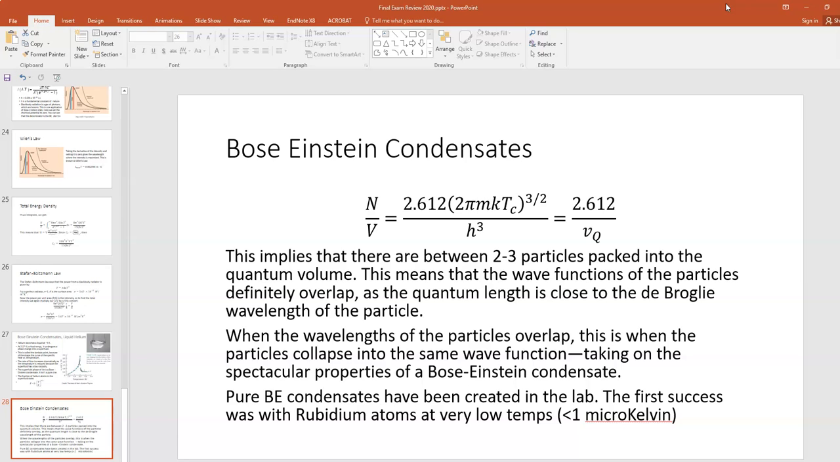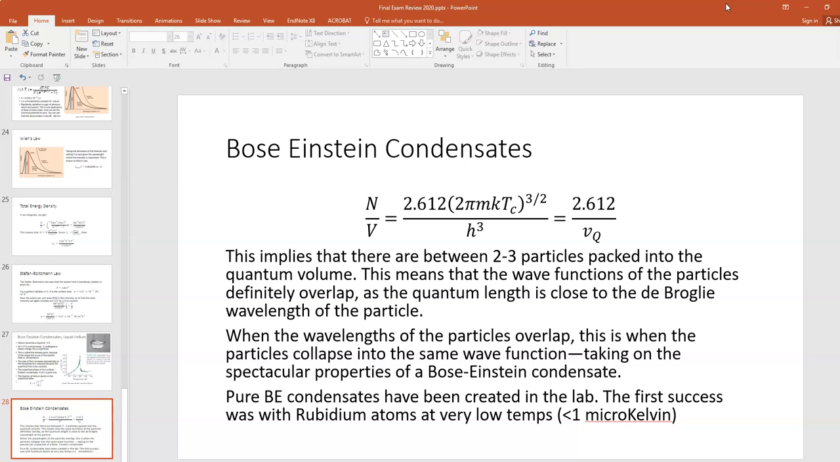We also derived this expression for the density N over V of a Bose-Einstein condensate. N over V is equal to 2.612 times (2 pi m k T_c) to the 3/2 over h cubed. And that's 2.612 over the quantum volume. So what this shows you is that the reason it behaves like a Bose-Einstein condensate is because there are 2 or 3 particles packed into that quantum volume, and that means that the wave functions overlap. That's why it starts behaving like a quantum particle instead of a classical one.